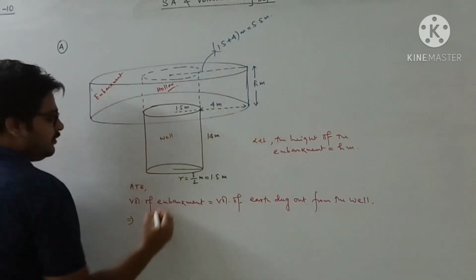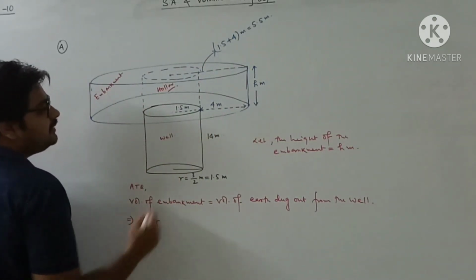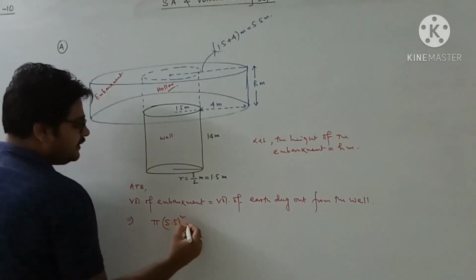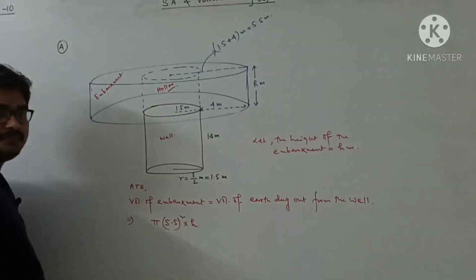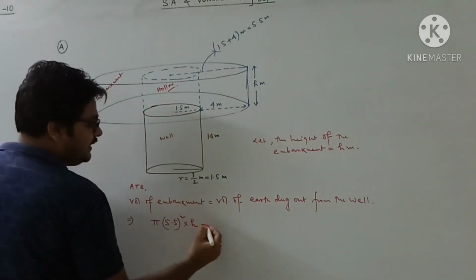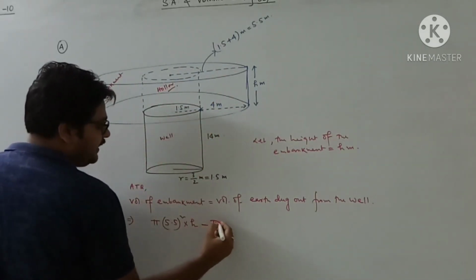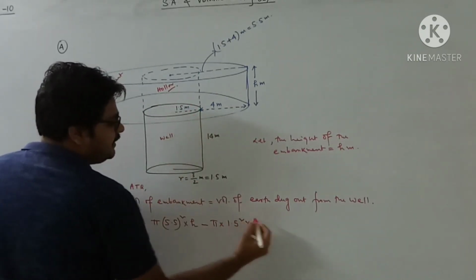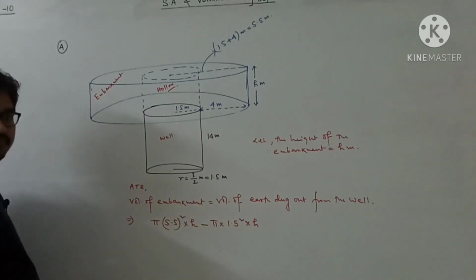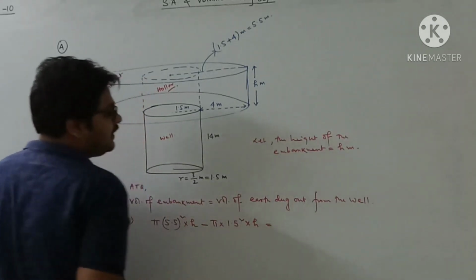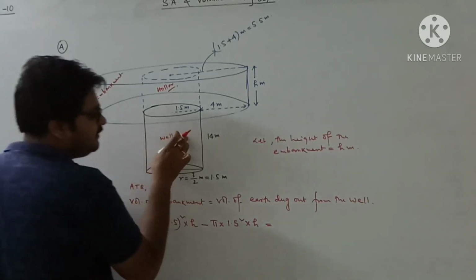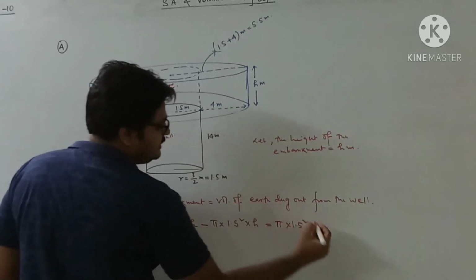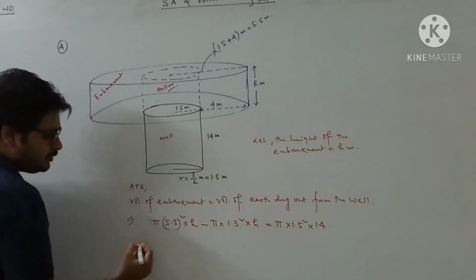From the bigger cylinder volume, pi, bigger radius is 5.5, pi r square h, that is the bigger cylinder volume, minus smaller cylinder volume, pi, radius is 1.5, pi r square h, equal to the volume of the earth dug out from this well. So what is the volume? Pi 1.5 square, h is 40. Now we have to solve it.